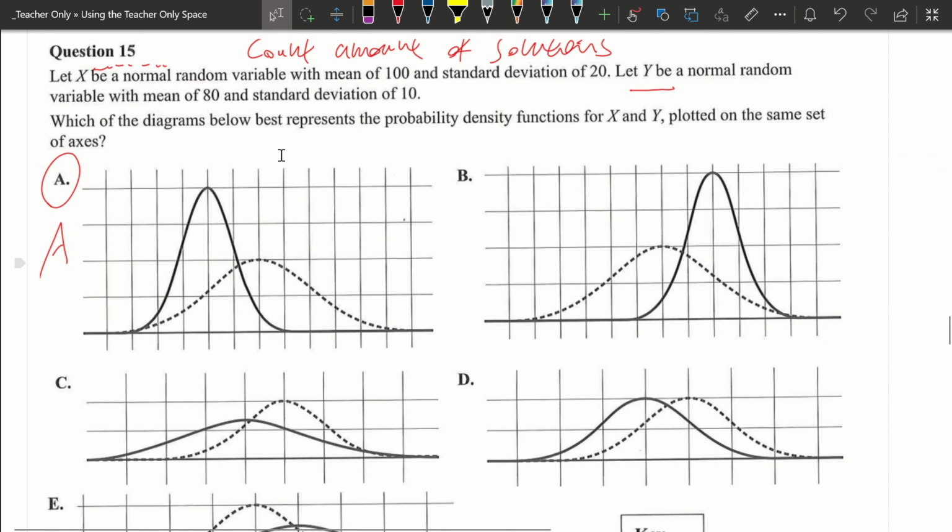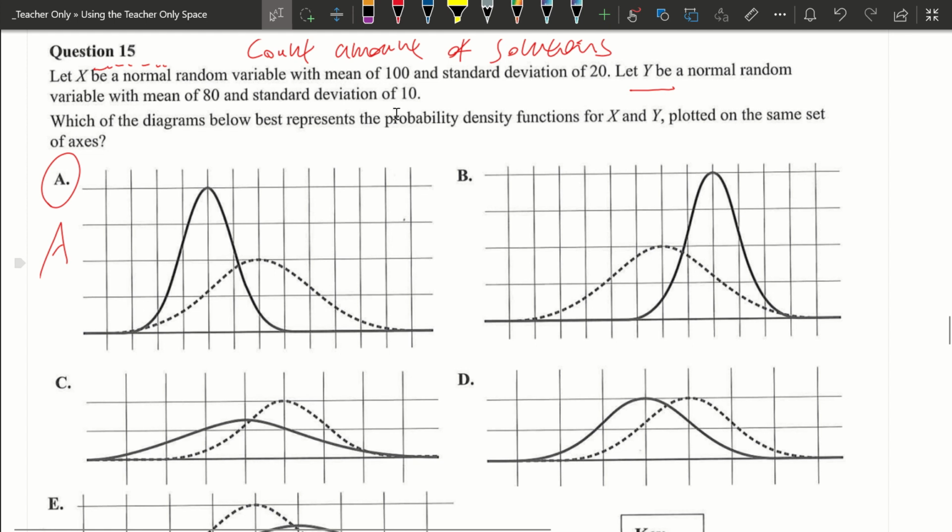Question 15. Random variable, normal random variable. Mean is 100, standard deviation is 20. So that's x. And then you have a different normal random variable, which is y.